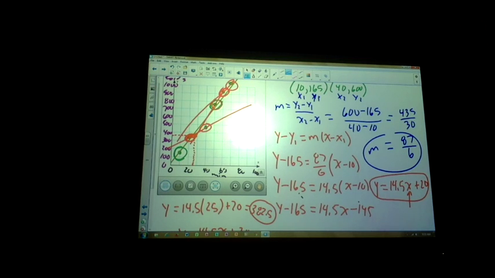Okay, so are we okay with 1, 2, 3, 4, and 5? Is there anything that you need to ask me about those particular problems? Everyone feel pretty solid about those? Okay. 6, 7, 8, and 9.